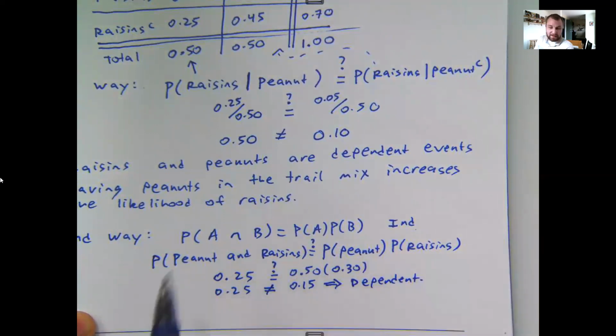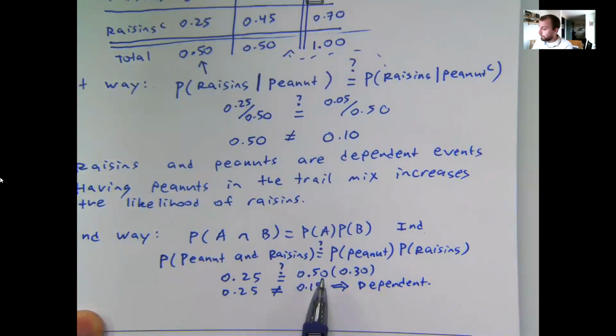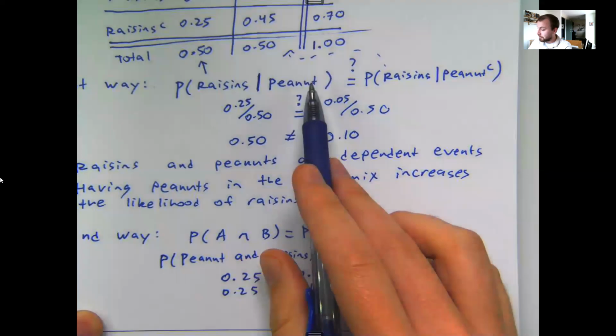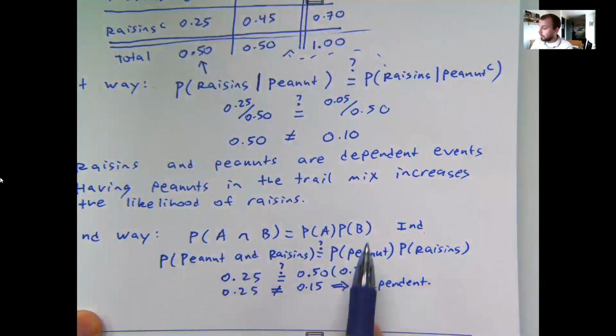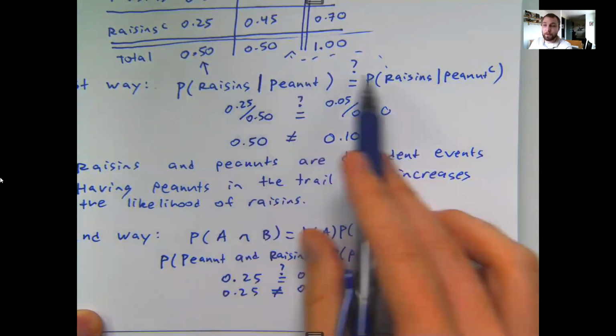I don't like the second way of checking. It's certainly faster and kind of easier for me to see what's going on there. But the downside is it's not telling me the relationship in the same way. I don't know if having peanuts increases or decreases the likelihood of having raisins in this expression, but I did know that relationship up top here.